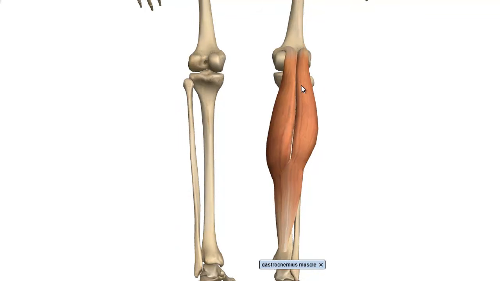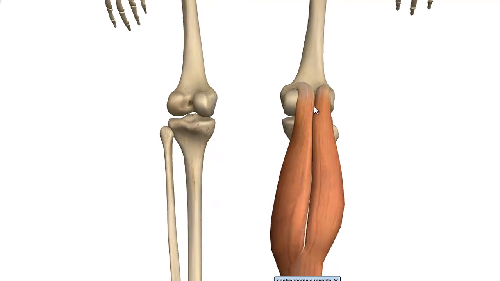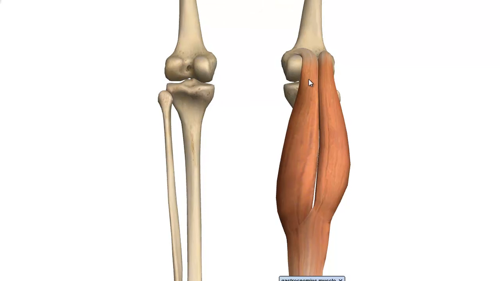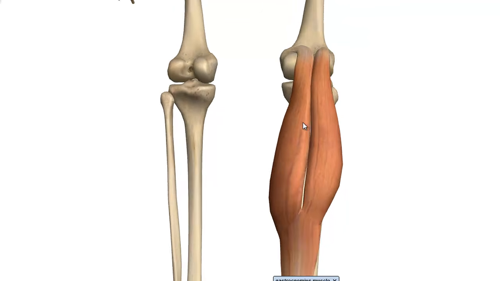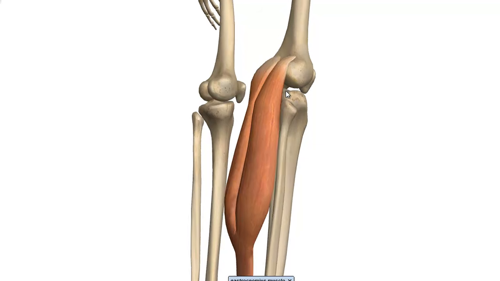So I've just isolated this muscle so you can see it a bit more clearly, and you can see the origin of this muscle on the upper surfaces of the femoral condyles. So the medial head originates on the upper surface of the medial femoral condyle, and the lateral head originates on the upper surface of the lateral femoral condyle on a distinct facet.